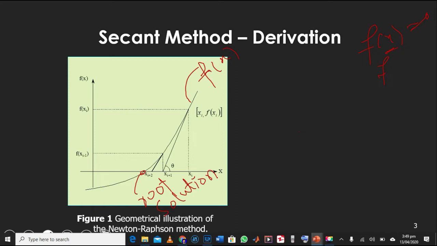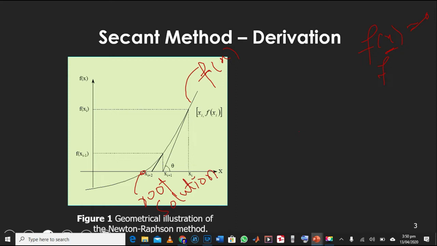But the drawback of the Newton-Raphson method was that you need to find the derivative of the nonlinear function. Not every function is differentiable, or sometimes it is very difficult and time consuming to find the derivative of that function. So the best part of the secant method is that you don't need to find the derivative of the function. You directly go through the scheme of the secant method and you can find the approximate root of the function.